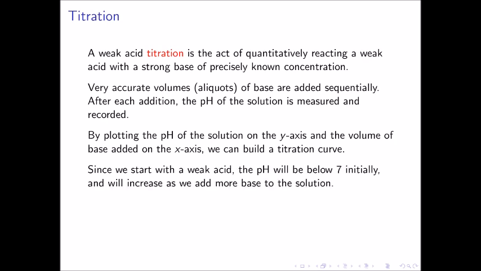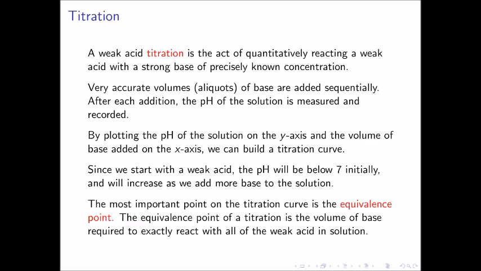Since we are starting with a weak acid, the pH will initially be below 7, and it will increase as we add more base to the solution. The most important point on any titration curve is called the equivalence point. The equivalence point of a titration is the volume of base required to exactly react with all of the weak acid in solution.